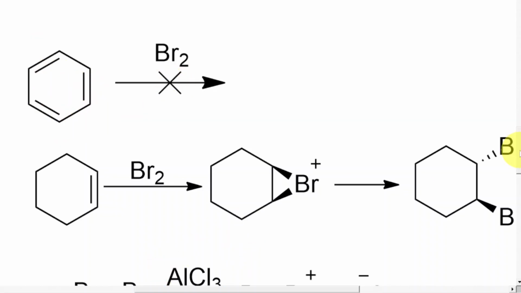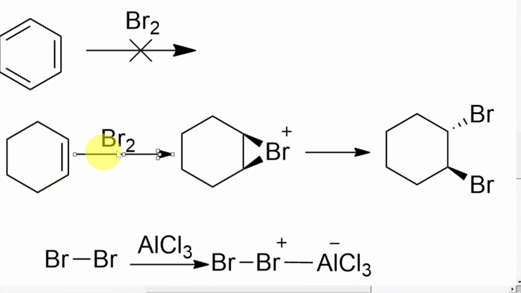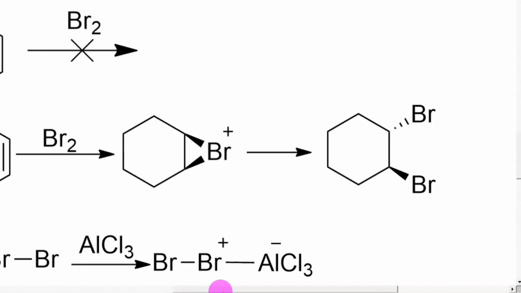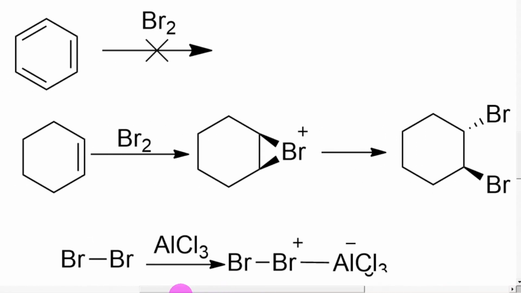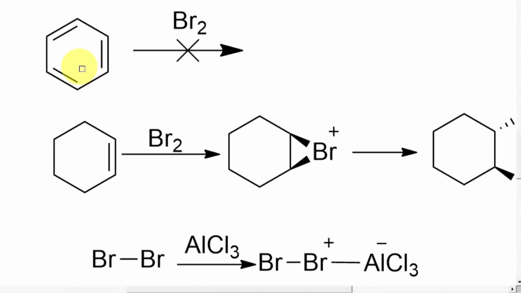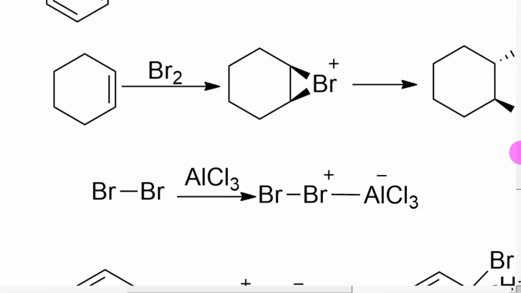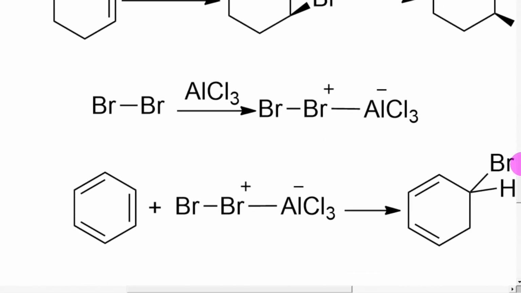The double bonds usually react with the bromine in this fashion. This particular type of reaction is called addition reaction. Bromine is getting added across that double bond. That is an addition reaction. So this type of addition reactions does not happen in aromatic ring. Instead, electrophilic aromatic substitution can happen. But for that to happen, bromine has to be activated. Usually, bromine is getting activated using AlCl3, the Lewis acid, or any other Lewis acid.